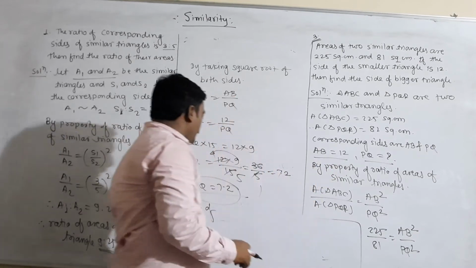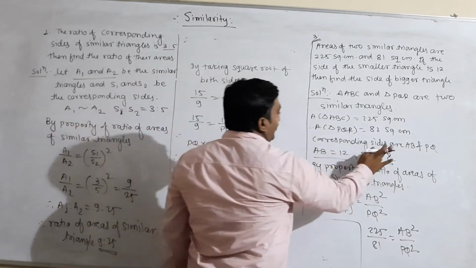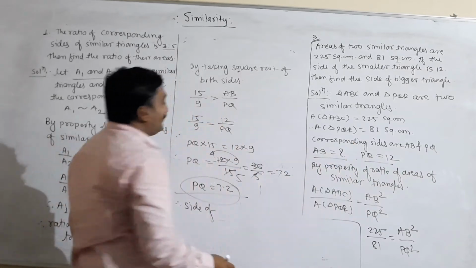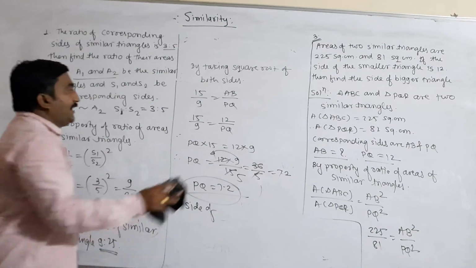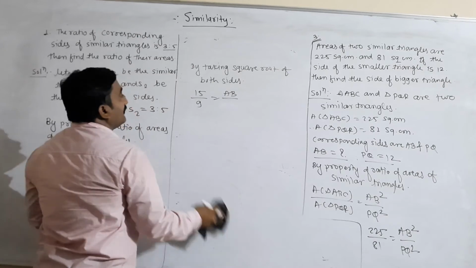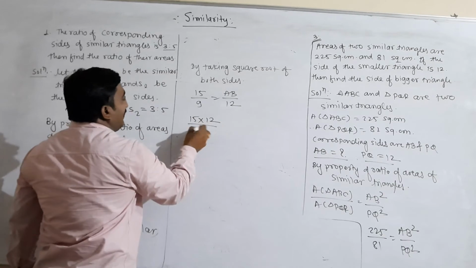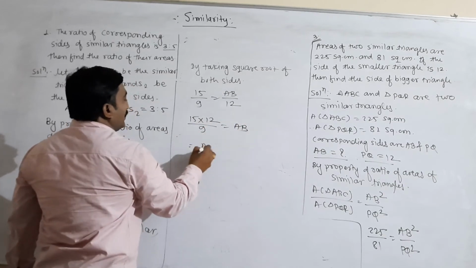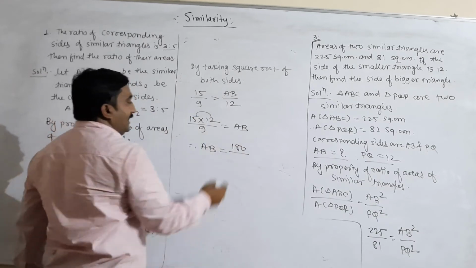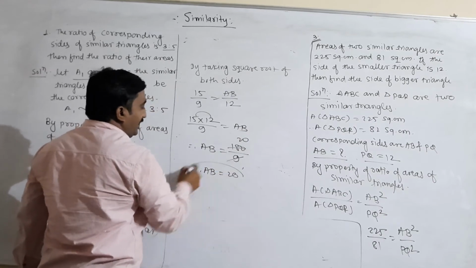No, we have to take the side of the bigger triangle or the smaller triangle. So AB we have to calculate here. Sorry. AB we have to calculate here. 15 into 12 divided by 9 is equal to AB. So AB is equal to, multiplying 15 into 12, 180 divided by 9. So AB is equal to 20.